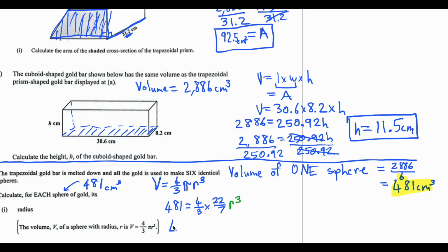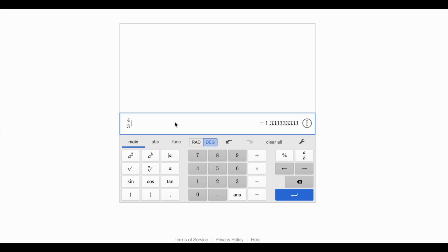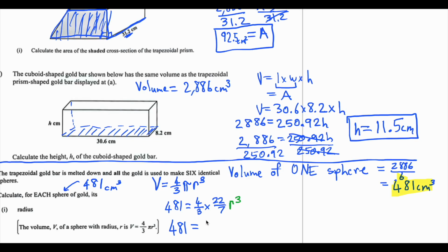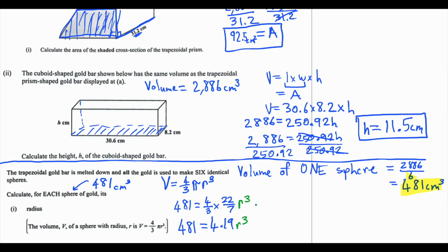So the first thing I want to start out is this thing right here. So I'll say 481, which is equal to, and now I could try to simplify this from the calculator. So 4/3 times 22/7. So that's 4.19. So right here, 4.19 r to the power of 3. So how can I get r to the power of 3 by itself? You can divide by 4.19. Correct. We could divide both sides by 4.19. So we divide this by 4.19, and we also divide this by 4.19.